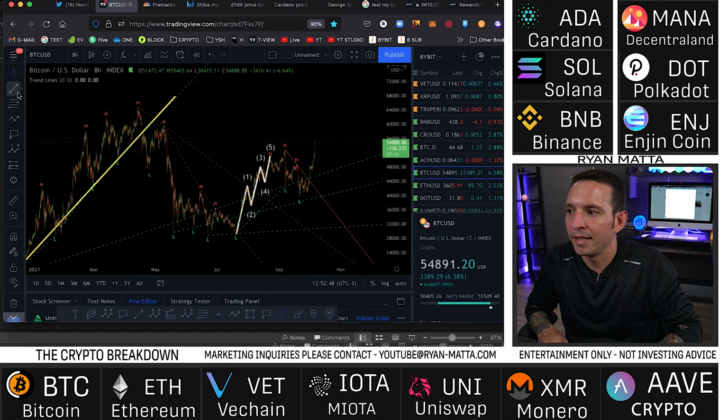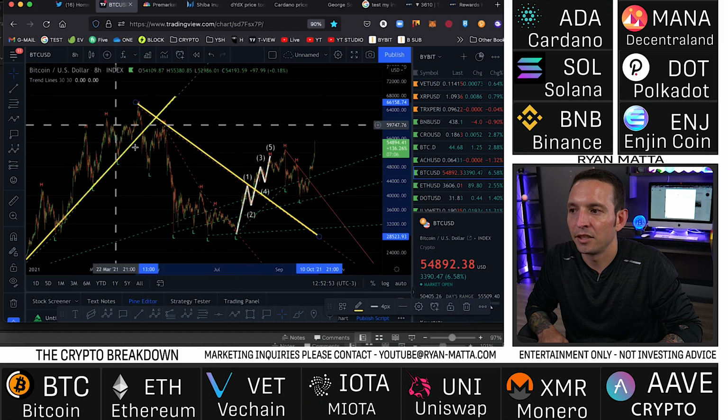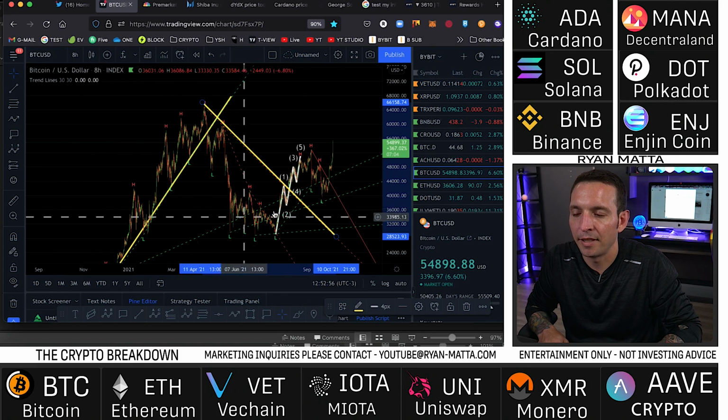Boom. Look at how easy it is to spot the macro downtrend. This is such an awesome indicator. So try turning on different time frames, check it out.